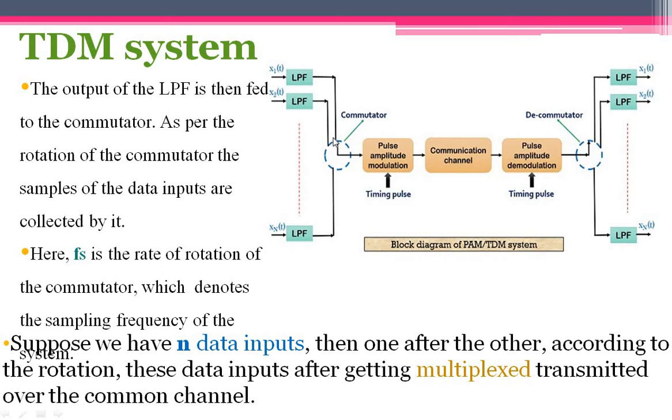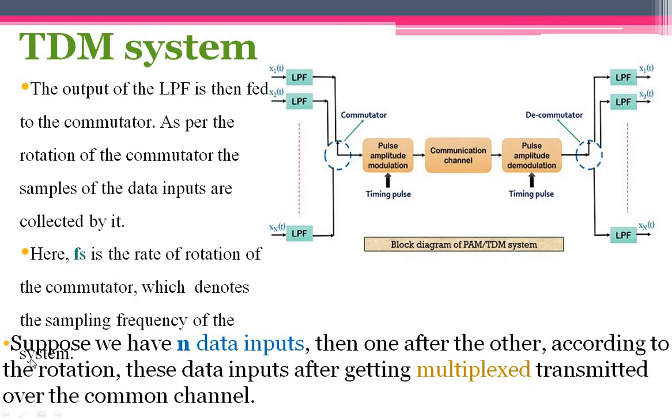For every rotation, it will be giving you one data sample or one data signal. As per the rotations of the commutator, the samples of the data inputs are collected by your next process. Hence Fs is the rate of rotation of the commutator, which denotes the sampling frequency of the system. So the rate of rotation is your Fs, and Fs is nothing but your sampling frequency.